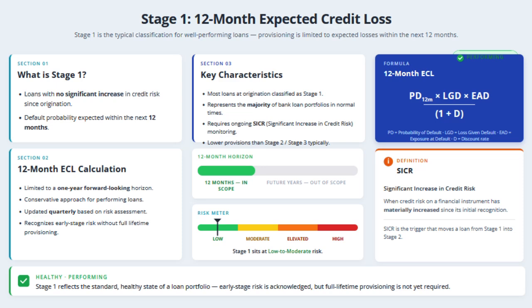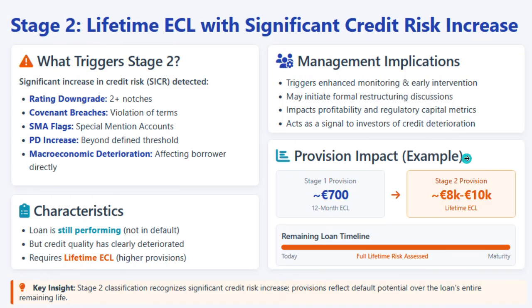So, Stage 1 applies when a loan is first originated or when it hasn't experienced a significant increase in credit risk. For these loans, banks recognize a 12-month expected credit loss, essentially the loss expected if a default occurs within the next 12 months. And this is forward-looking but still relatively conservative since it is limited to one year.